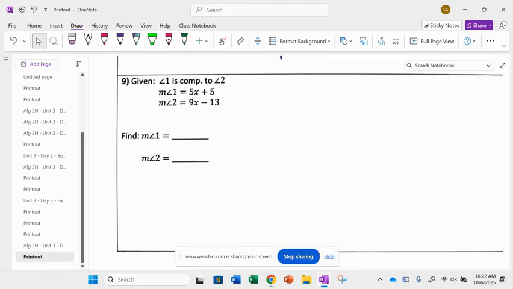So then we ended up getting that x equals 7. And then when it said find angle 1 is 5 times 7 plus 5, which is 40. And angle 2 is 50. Hey, we're all done. I will post your homework.